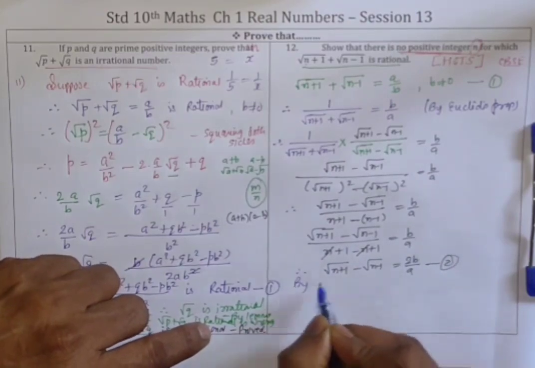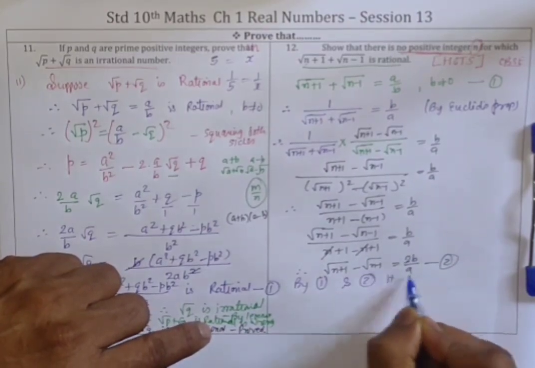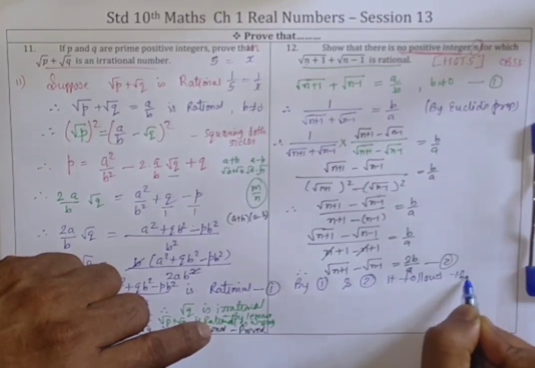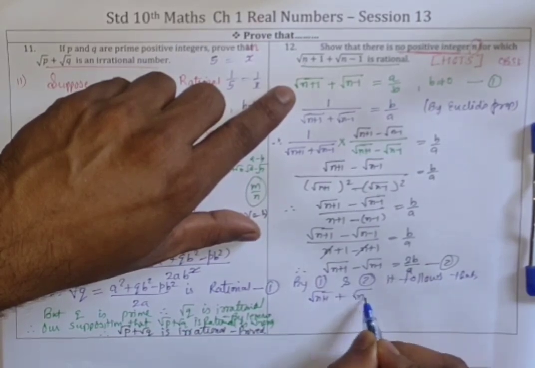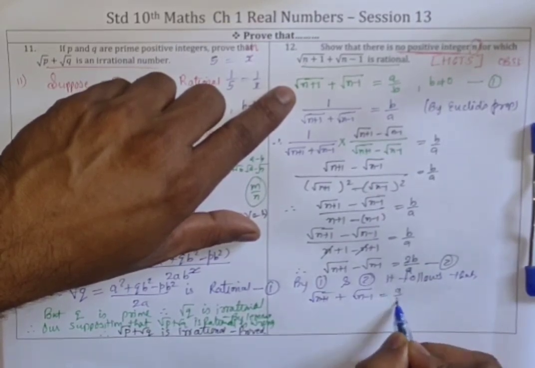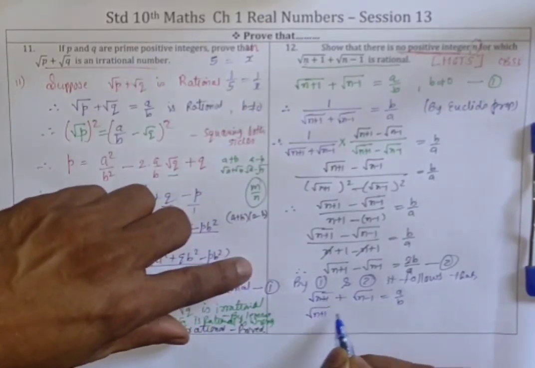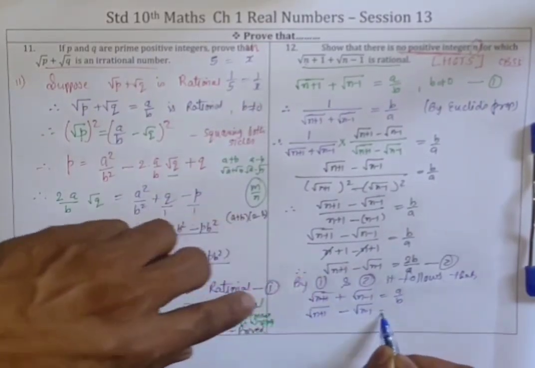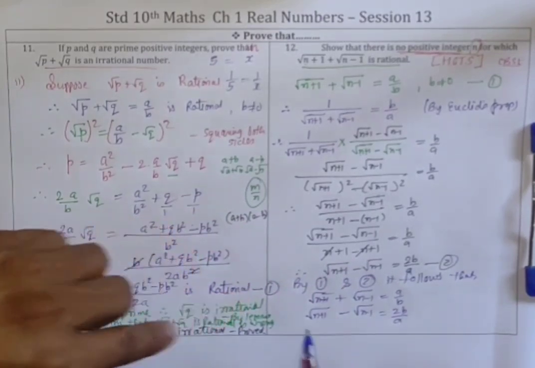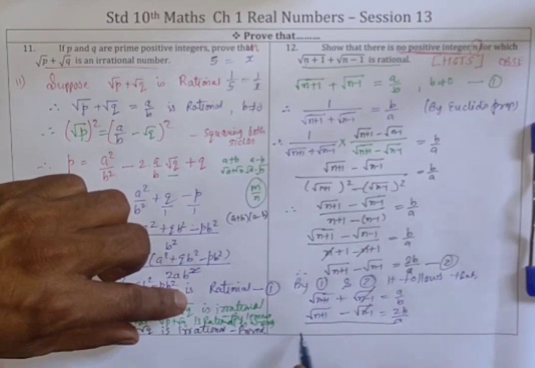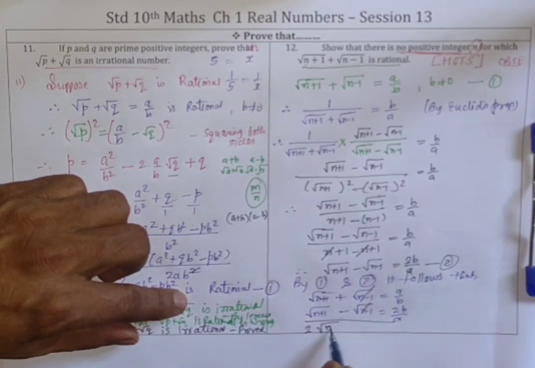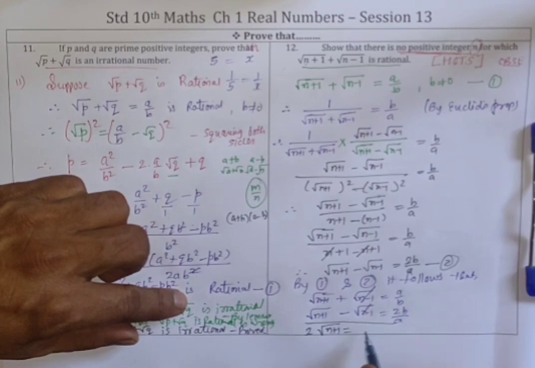So by 1 and 2, it follows that √(n+1) + √(n−1) is equal to a upon b and √(n+1) − √(n−1) is 2b upon a. Okay, elimination kar lijiye, this cancels, so this gives me 2 times √(n+1). That is equal to, yes, a upon b + 2b upon a.